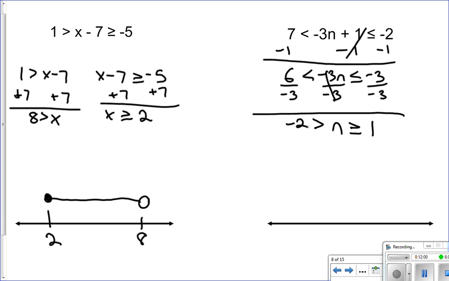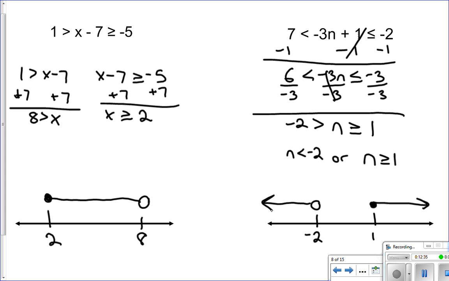-2. So the reason why I did this one here is because, notice, it's n is less than -2, but is greater than or equal to 1. This here is not an and. This is going to be an or. n is greater than or equal to 1, or n is less than -2. So if I have to graph this one, here's 1, here's -2, open, this is closed, and is greater than 1, and is less than -2. This is an and problem, this is an or problem.